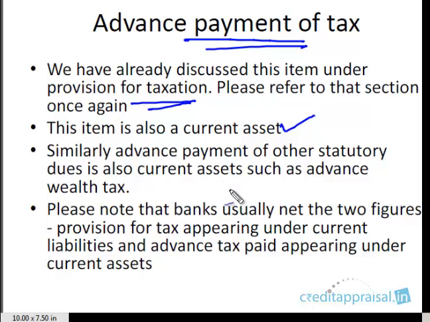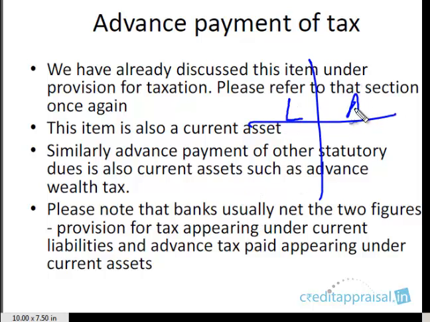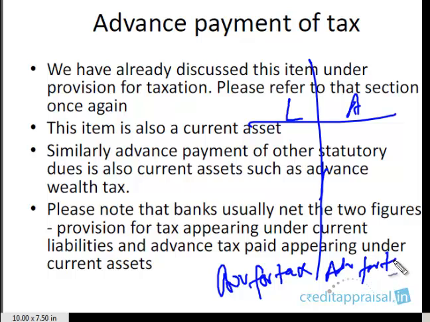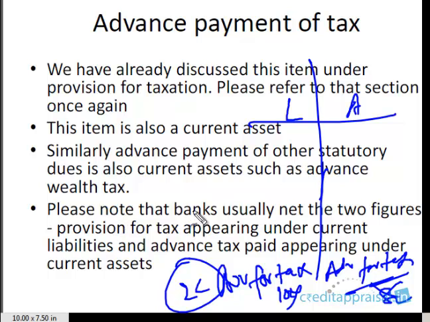What banks usually do is net the figures that appear under provision for tax in the liabilities and advance tax paid. In a balance sheet, under liabilities, we already discussed current liabilities, you have an item called provision for tax. Then on the asset side you will have an item called advance payment for tax, right? So banks usually net these figures. If this is 10 lakhs and this is 8 lakhs, for example, they show a single amount of 2 lakhs. Though you can show it on both heads, 10 lakhs here, 8 lakhs here, and there's nothing wrong in it, usually banks net these figures, okay?